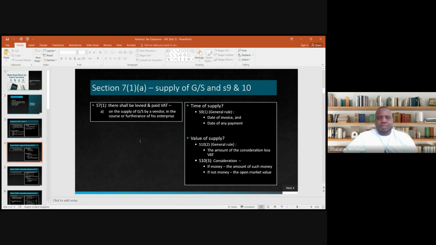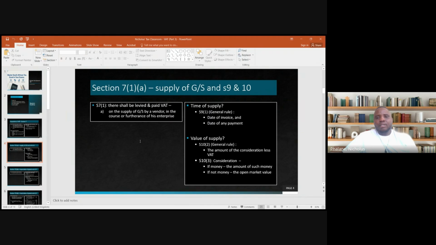So section 9 subsection 1 says the time of supply is the earlier of the date of invoice and date of payment. All right, so the earlier between those 2 dates. And then the value of supply. The general rule is sitting in section 10, subsection 2 and 3.